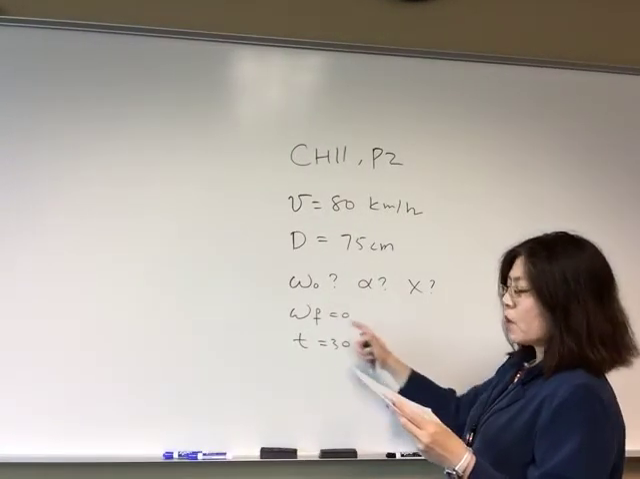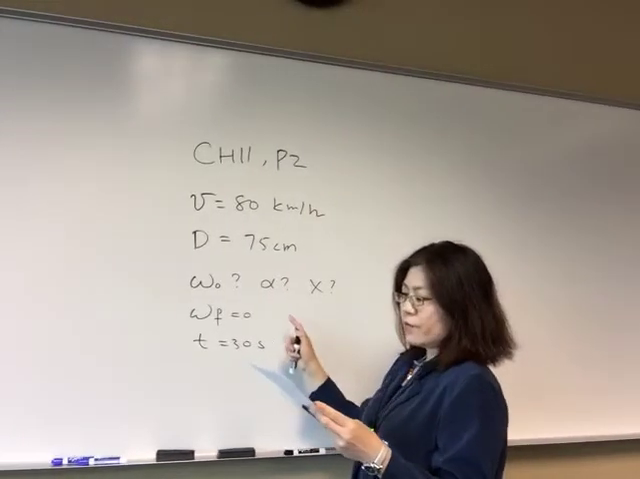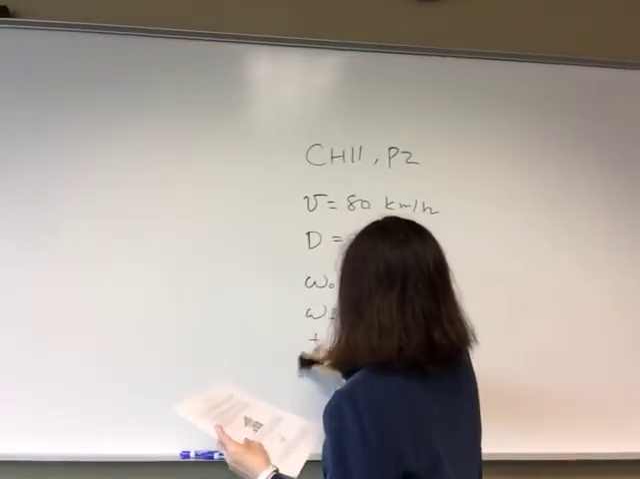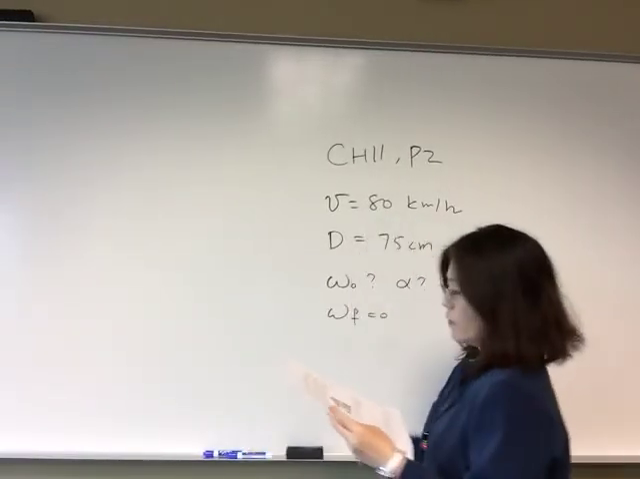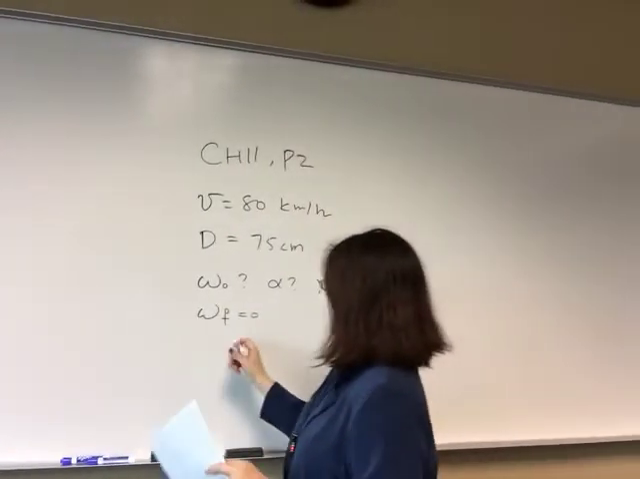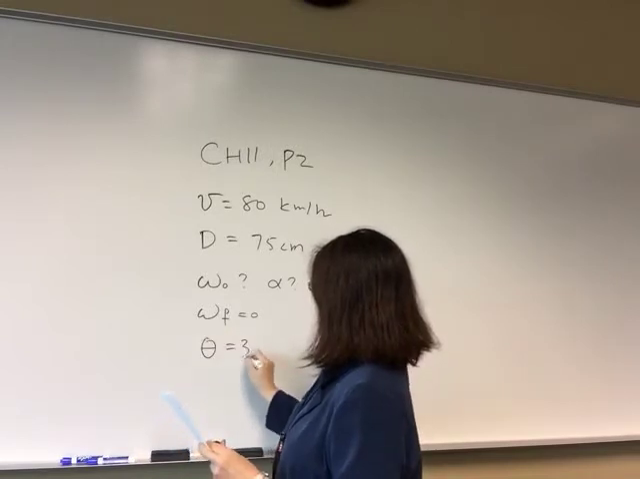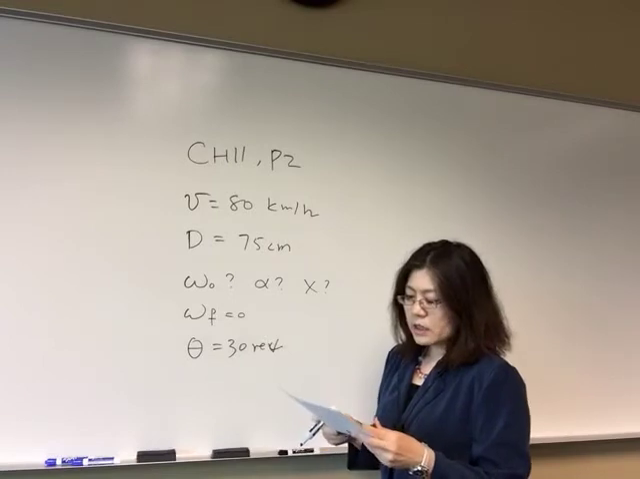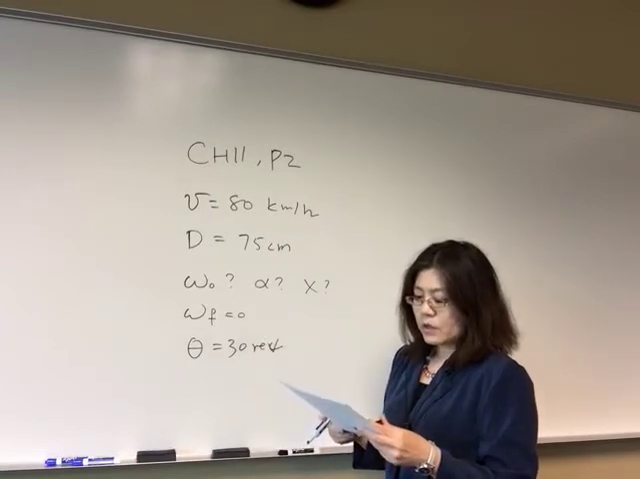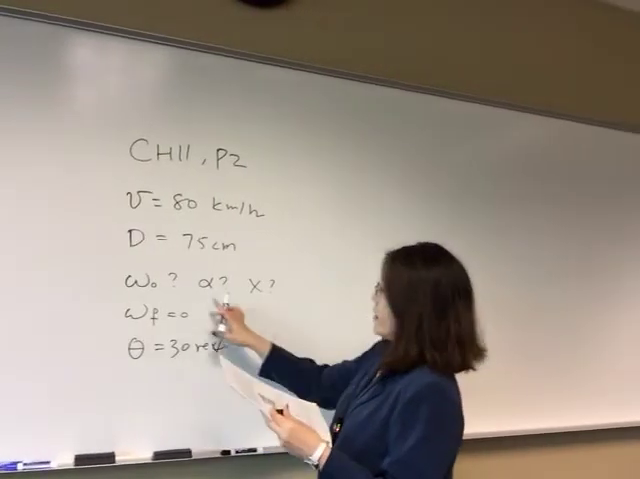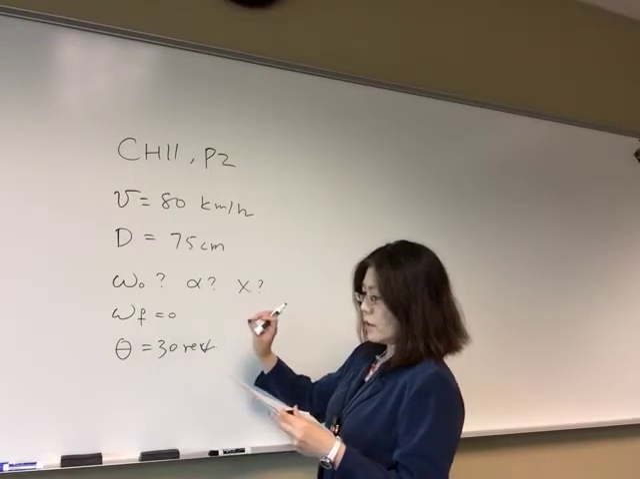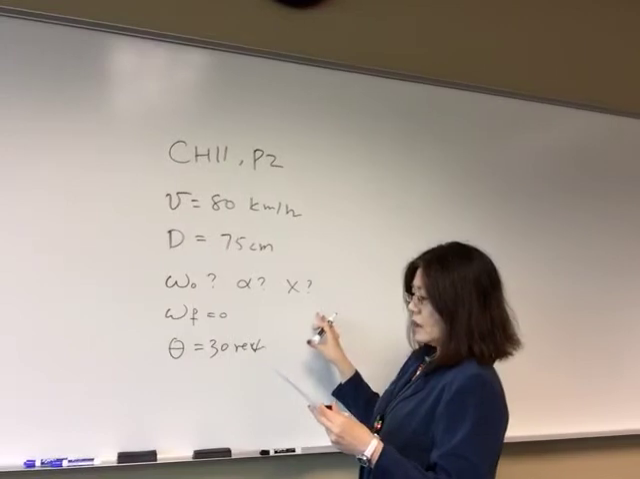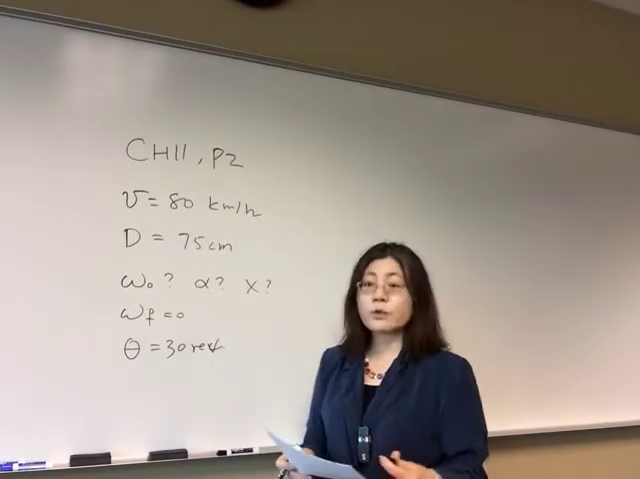And if the car is brought to a stop uniformly in 30 complete turns, so 30 revolutions, it comes to a complete stop. You're asked to find the magnitude of the angular acceleration, and also the angular speed when it is brought to a stop, and how far the car moves during the braking.